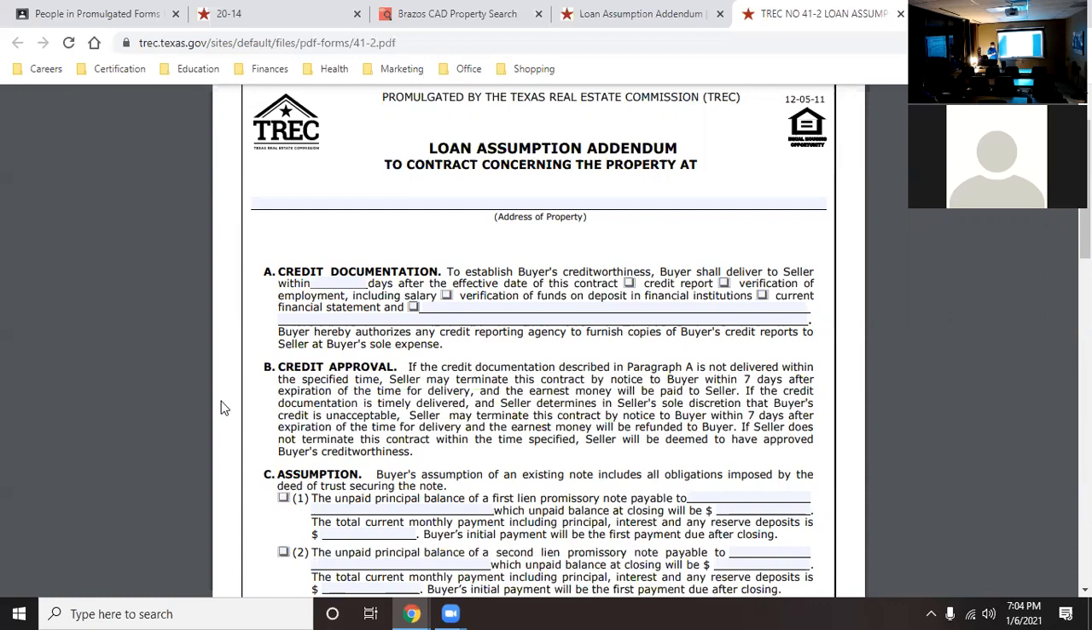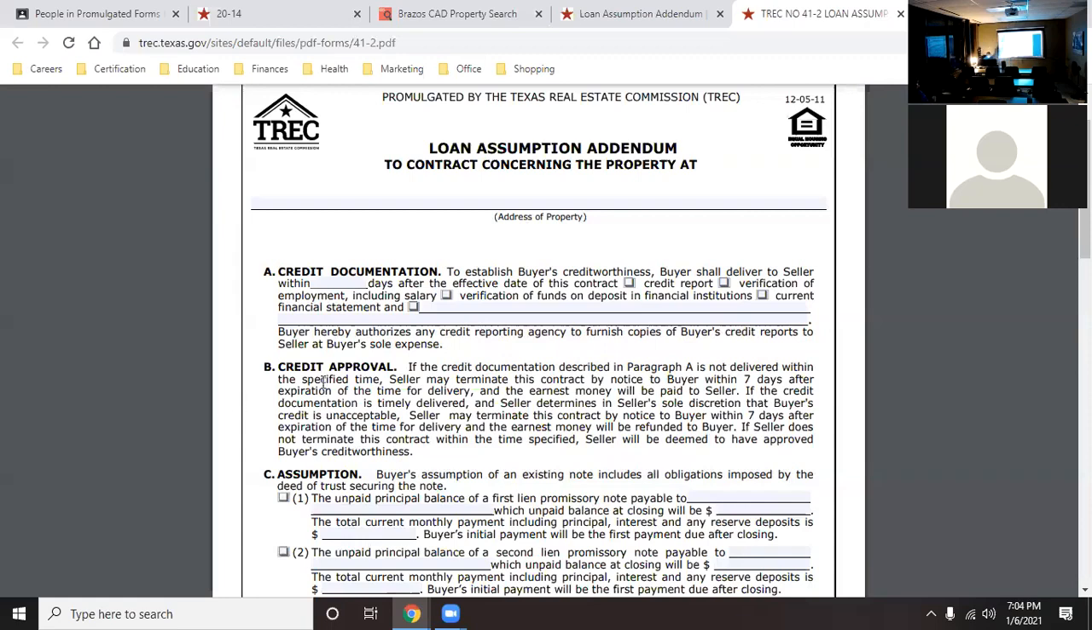But the only thing you'll notice here is that we're talking about credit documentation, credit approval. The main two, A and B, the purpose of this, what we're trying to accomplish here, is this. Understand, guys and gals, we want to make sure that the buyer is credit worthy. Okay? So A and B is going to deal with the credit worthiness. Is this client worthy to assume the loan of the seller? Okay? I promise you, they're very strict. That's why it doesn't happen very often.